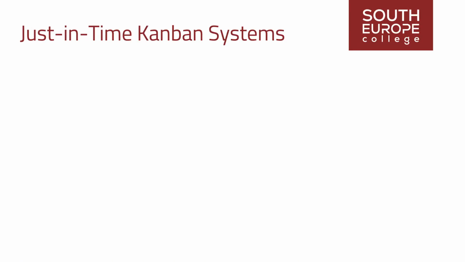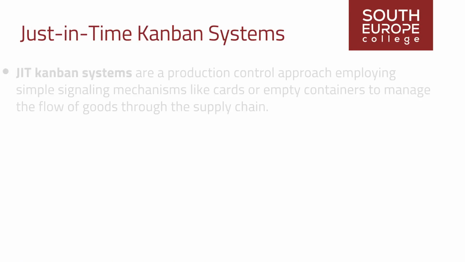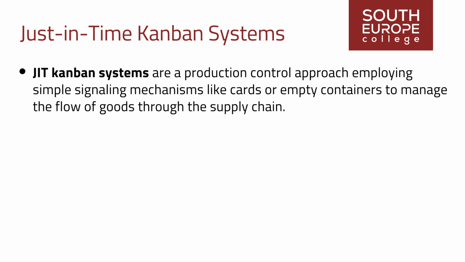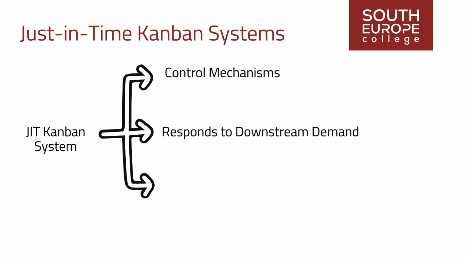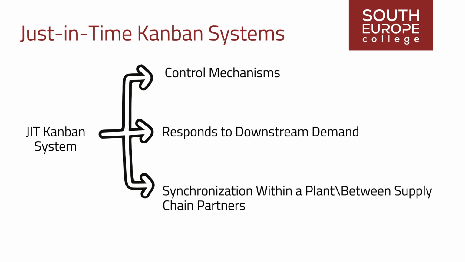Developed along with the Lean movement, JIT Kanban systems are a production control approach employing simple signaling mechanisms like cards or empty containers to manage the flow of goods through the supply chain. Unlike planning tools, Kanban systems act as control mechanisms, responding to downstream demand to pull parts or goods through the supply chain. They are adaptable for synchronization within a plant or between different supply chain partners, serving a crucial role in both production activity control and supplier order management systems.